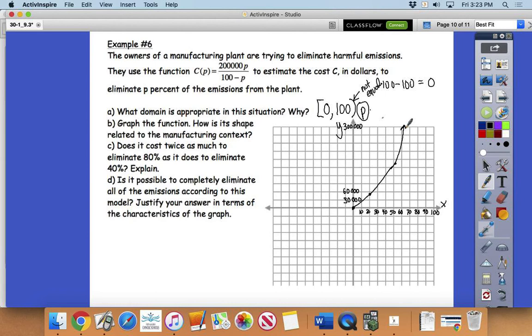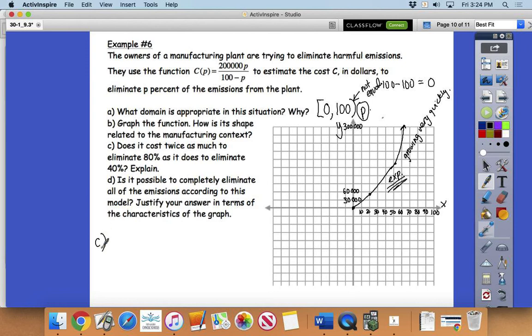So how is its shape related to the manufacturing context? The shape here is actually called an exponential function. We're going to study that in the next chapter, in the next unit, but an exponential function grows very quickly. So this is growing very quickly. Why? Because the more emissions you try to get rid of, the more cost the manufacturing company will incur. So it's going to cost way more to get rid of certain percents of emissions the higher you go. Okay, so we graphed it. Make sure you include your scales.